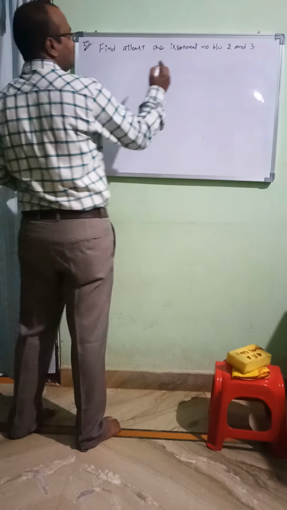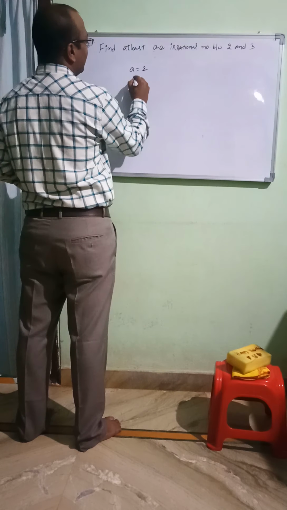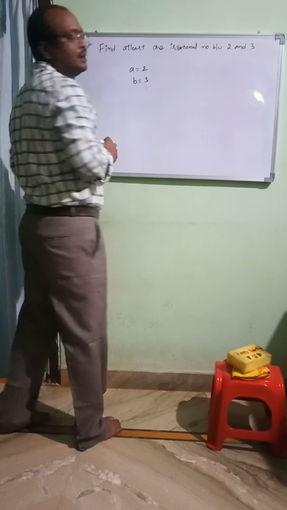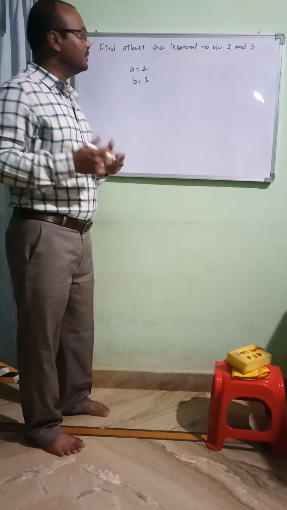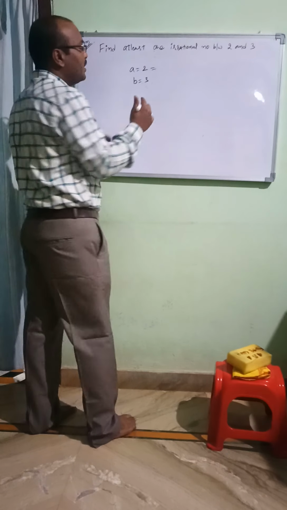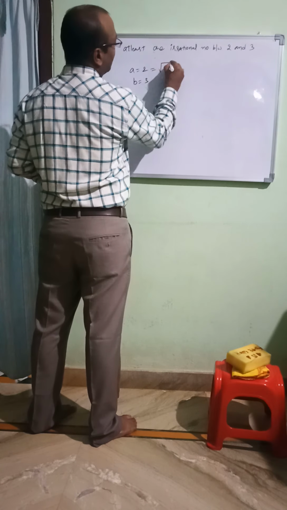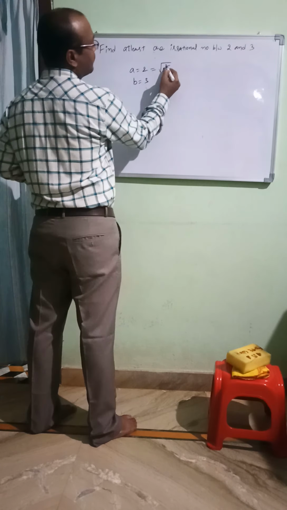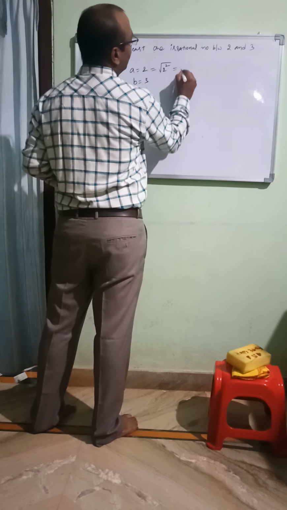First we will take A as 2, and B as 3. We already know irrational means root. So we will write 2 in terms of root. How can we write? If you write 2 in the root, it will become root of 2 square. Square and root cancel, so again it will become 2. Then finally it will be root 4.